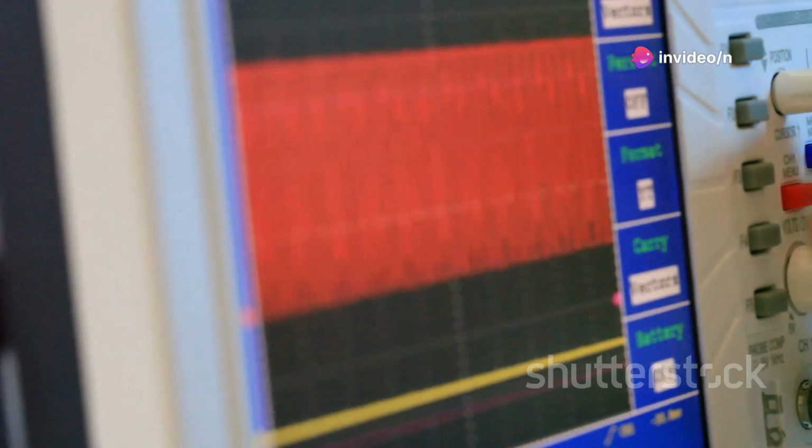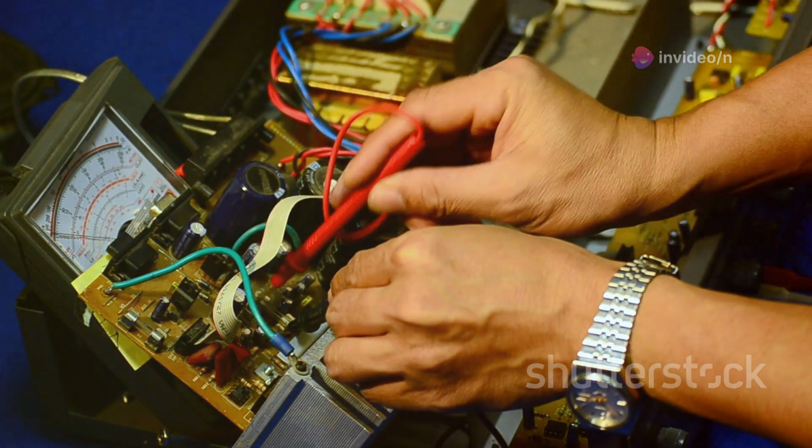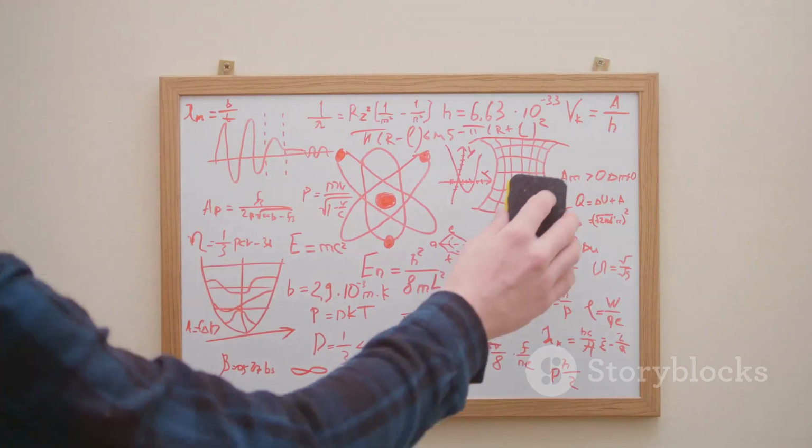Unlike sinusoidal waveforms, calculating RMS for non-sinusoidal waveforms requires a slightly more involved approach. We can't simply use the square root of 2 factor. Instead, we need to break down the waveform into smaller segments and calculate the RMS value for each segment.